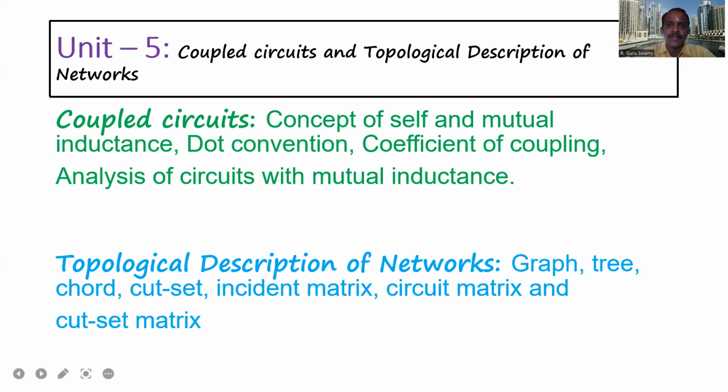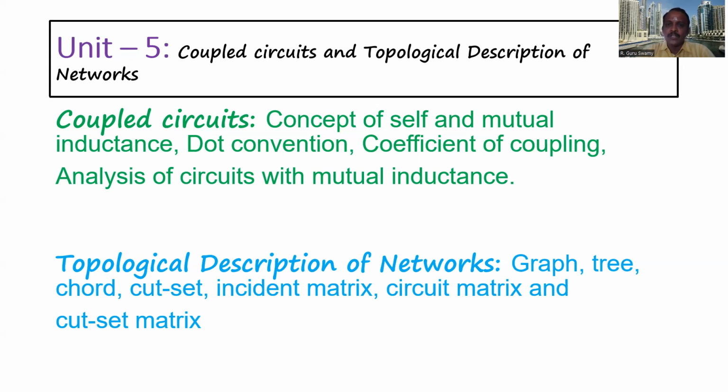Coming to the second part of unit 5, the study of the graph is called topology. We represent our electrical circuit as a graph, and we study basic definitions like what is a tree and what is a graph. From the tree and graph, we take out a few matrices like the incidence matrix, cut set matrix, and tie set matrix. The circuit matrix is also called the tie set matrix. From these matrices, we find out KVL and KCL, and finally we come back to the circuit.